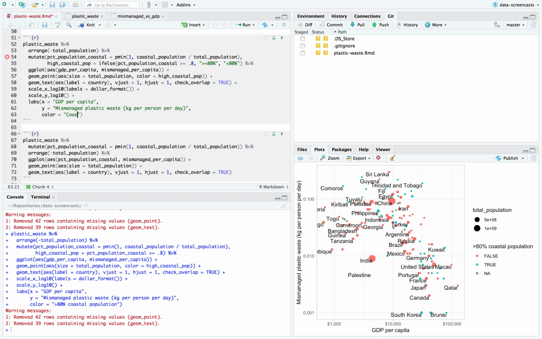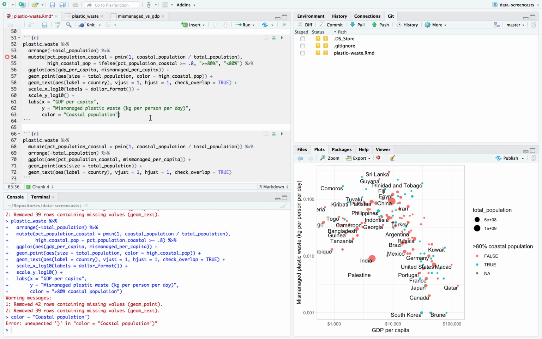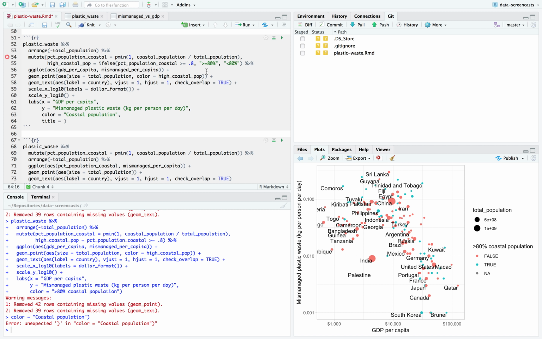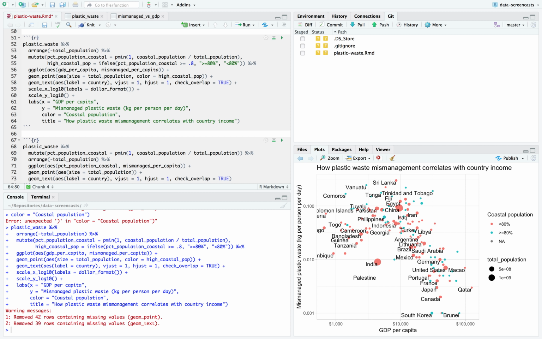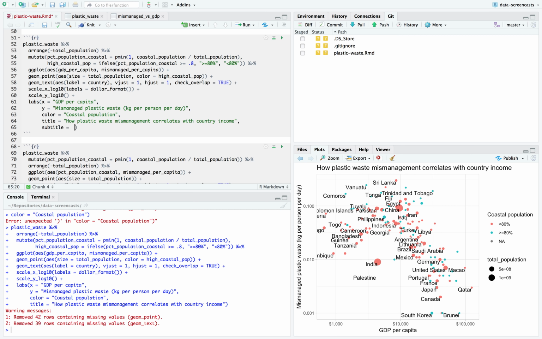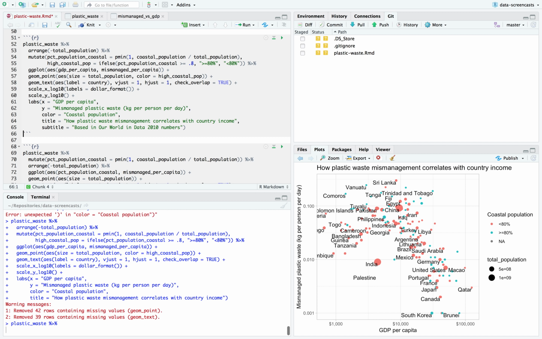Color is coastal population. And I'll add a title. I'm missing a comma somewhere in this line. Let me see. Oh, and then a parenthesis. So I'll say: how plastic waste mismanagement correlates with country income. The subtitle was based on Our World in Data, 2010 numbers.